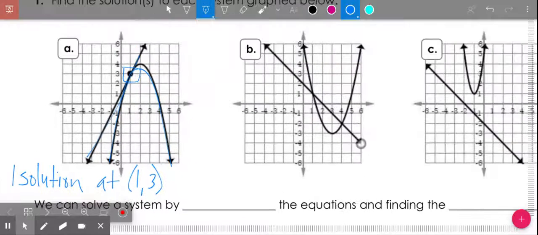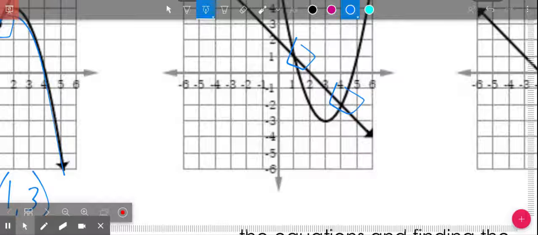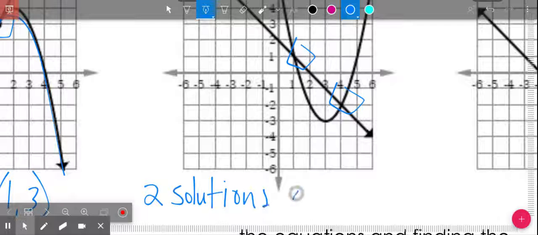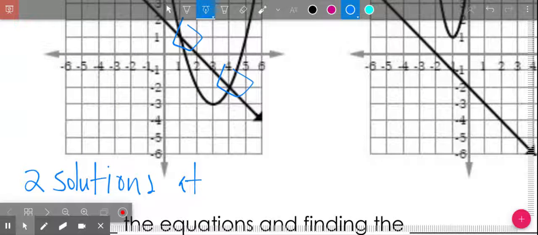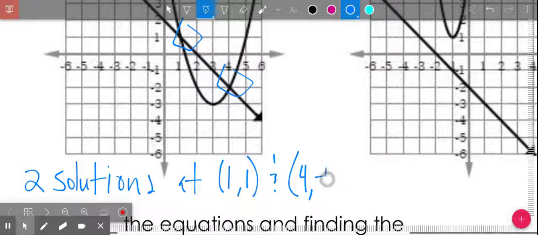Now if we look at the next one, this parabola and straight line intersect 2 times. Since they intersect twice, we're going to say 2 solutions. The first one was at 1, 1, and the second one was at 4, negative 2. Well, that was an ugly looking 2.